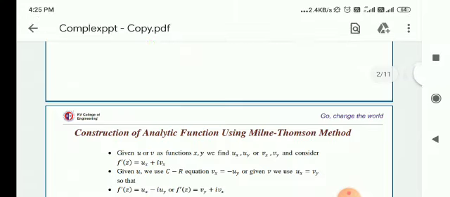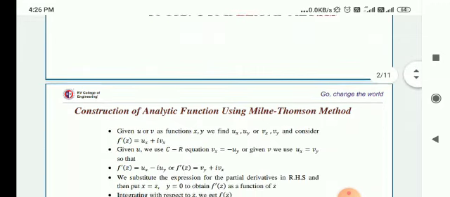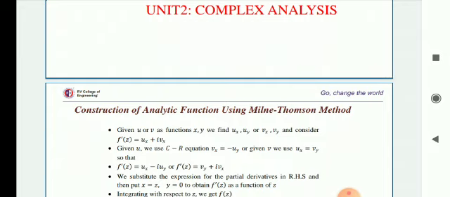A problem of great practical importance is that of determining streamlines when equipotential lines are given and vice versa. That is, given u, it is required to find v such that f of z equals u plus iv is an analytic function of z. Now let us see how to construct such an analytic function when the real part or imaginary part is known to us. The procedure is given by the Milne Thomson method, and we can see the working procedure of this Milne Thomson method.